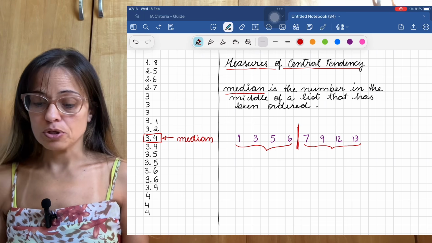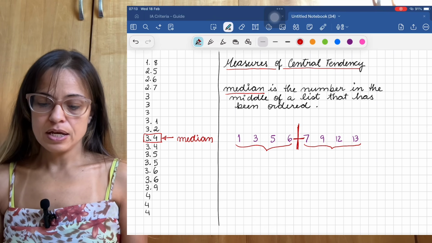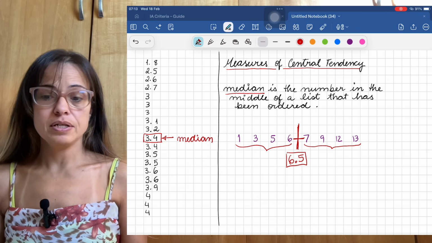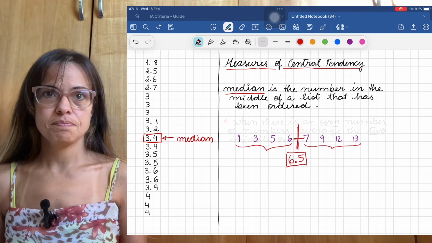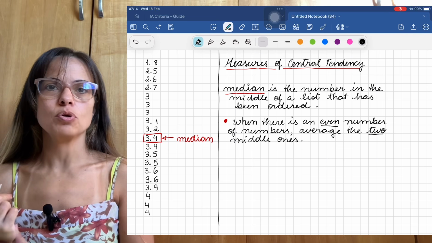This is an exception. So the number that is in the middle between 6, 7 is 6.5, and that is the median of this data set. So here's that observation that you have to average the two numbers in the middle.